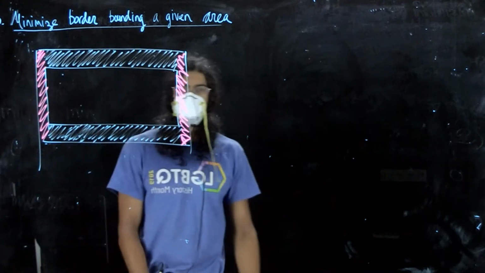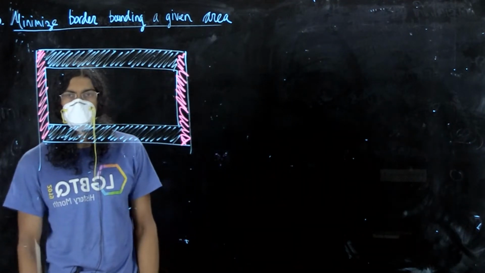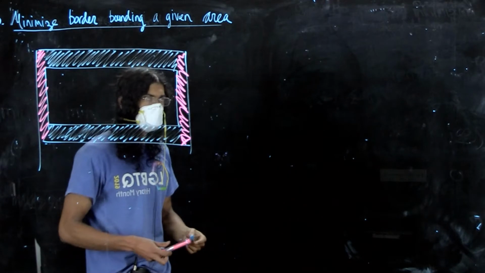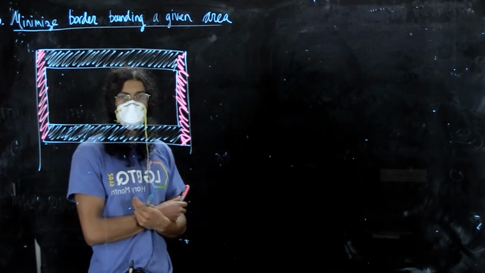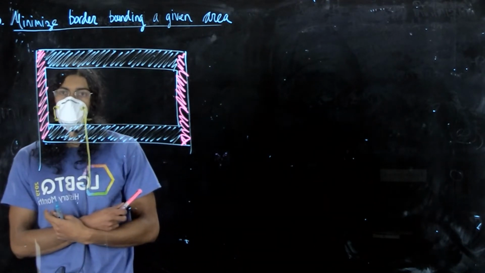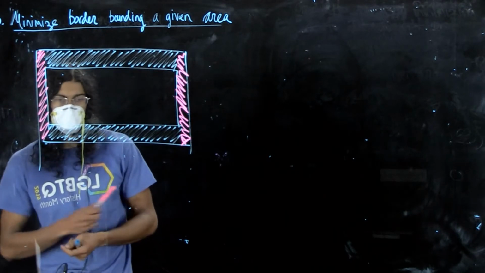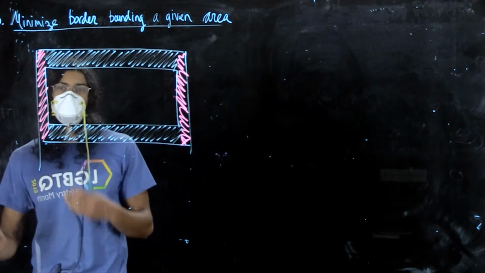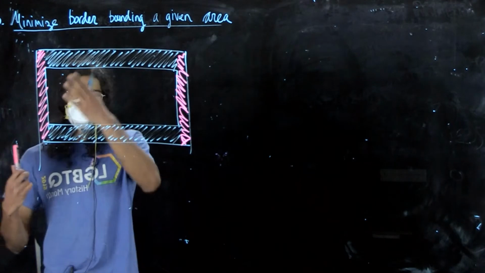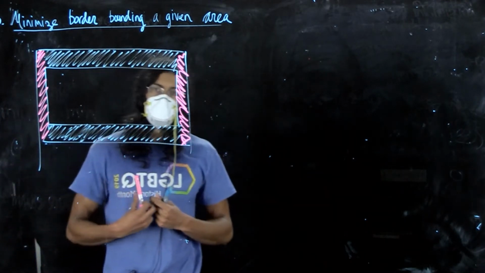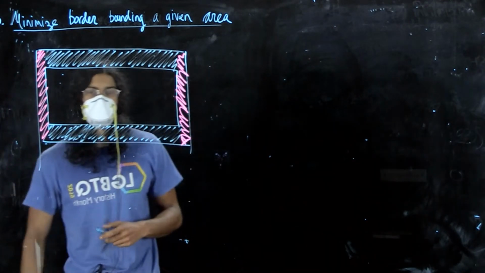Hi everybody, today I want to cover an example that I didn't get to quite cover in detail today. I didn't get quite to finish it. And it was the problem of minimizing the amount of border that I need to bound a rectangle of a given area.